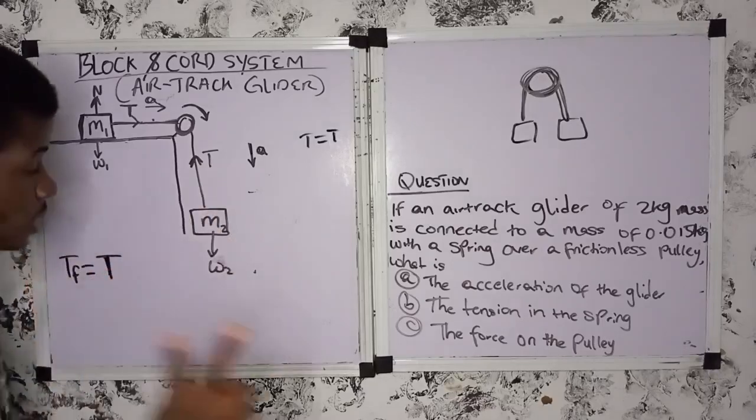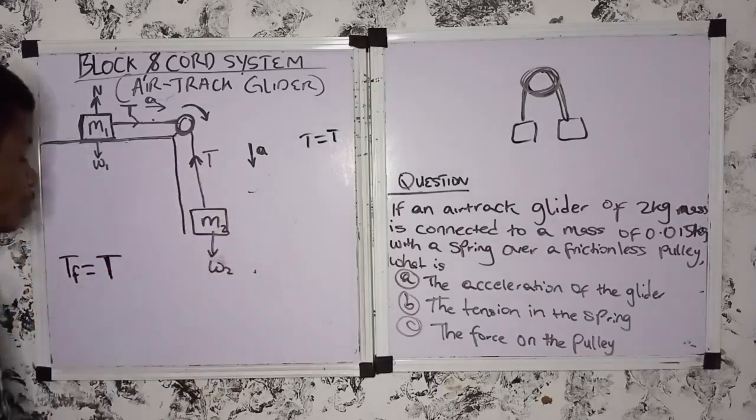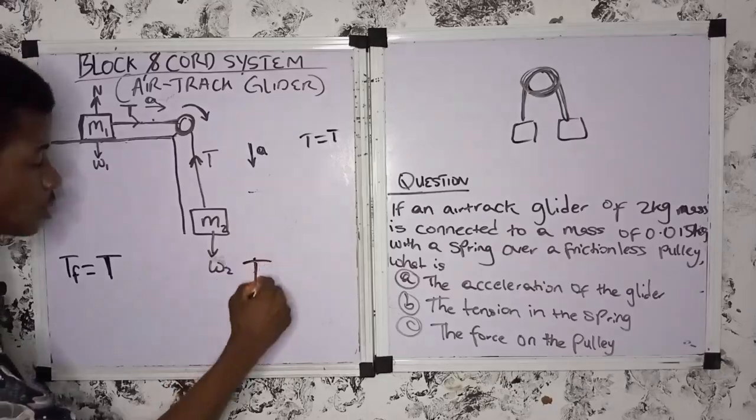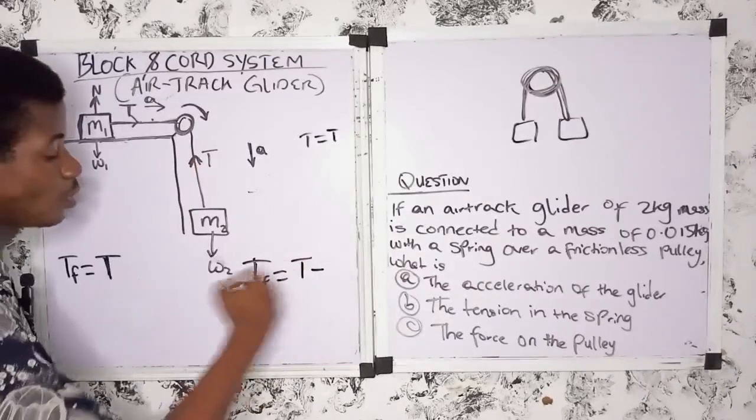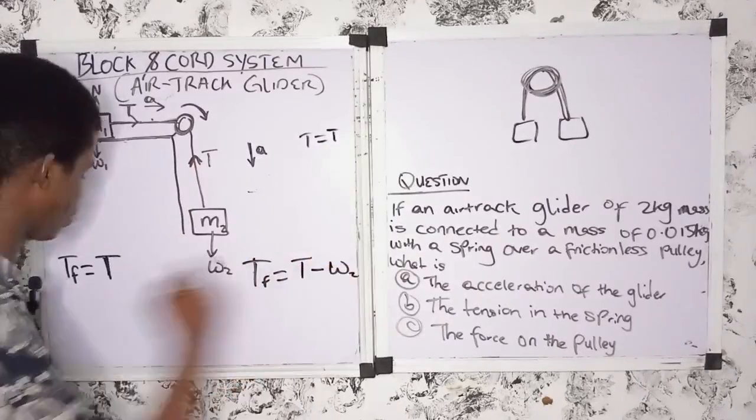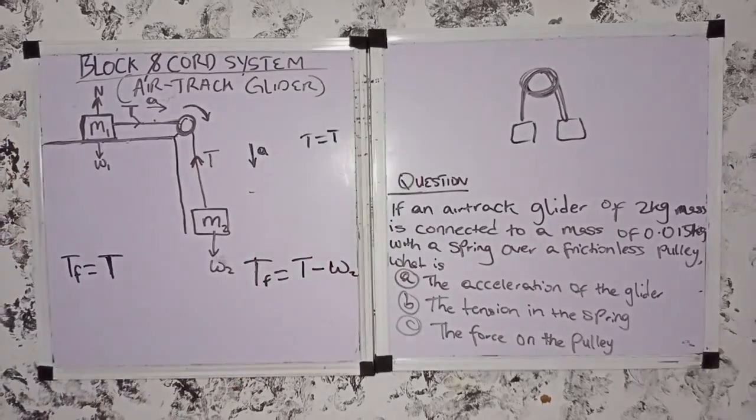For M2, there are two forces, the weight and the tension. So the total force acting on M2 will be the tension and the weight. Tension is going upward, then weight is going down. So let's continue.